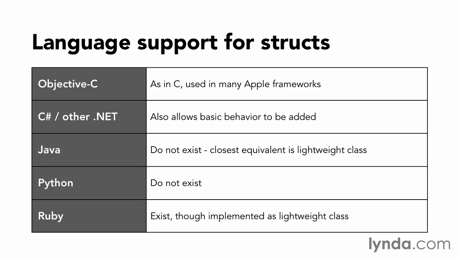There isn't a struct keyword. The closest equivalent in Java would probably be a simple lightweight class with no methods and only public variables, and I'll leave it to you whether that offends your object-oriented sensibilities. Now, likewise, Python doesn't have structs. There's a couple of ways to emulate that behavior, but no direct equivalent. And Ruby, structs do exist, although they are more of a simplified class rather than a pure data structure.